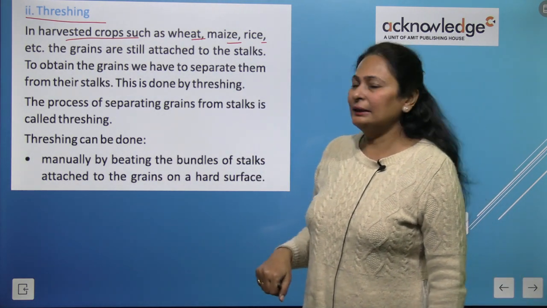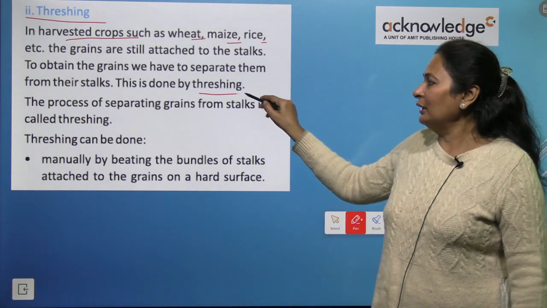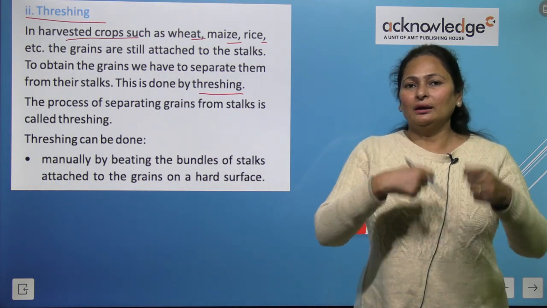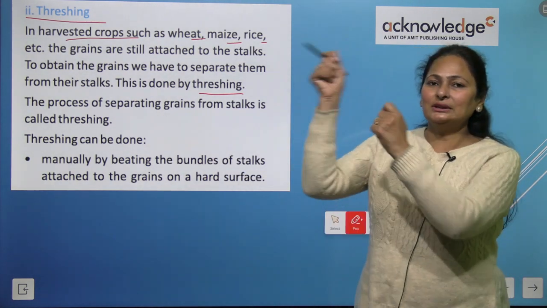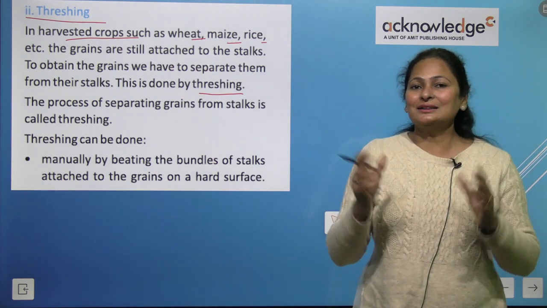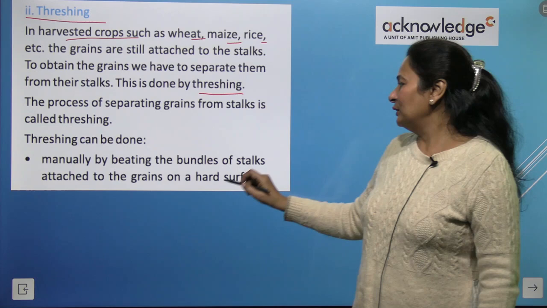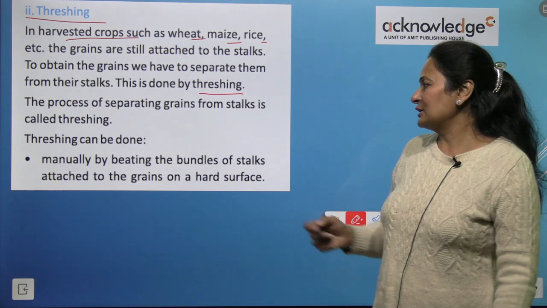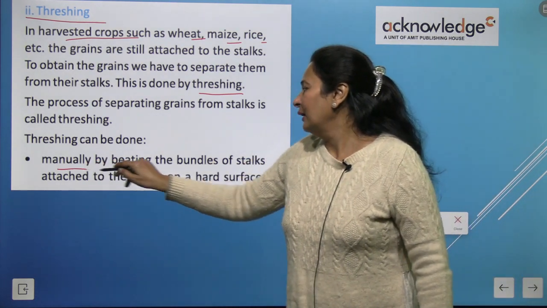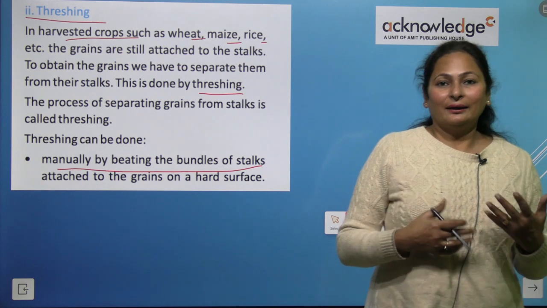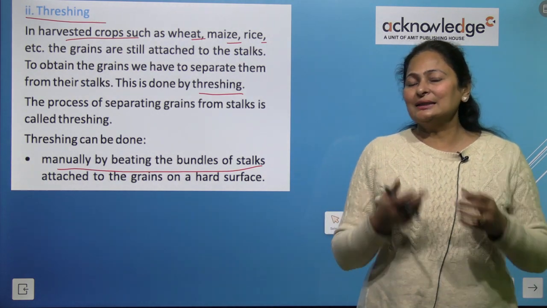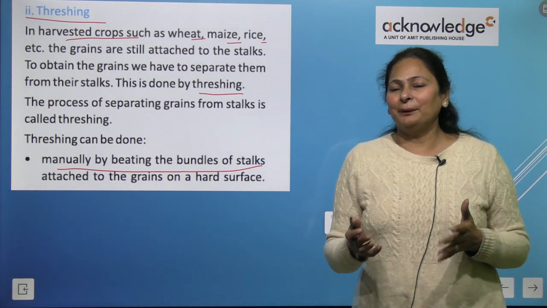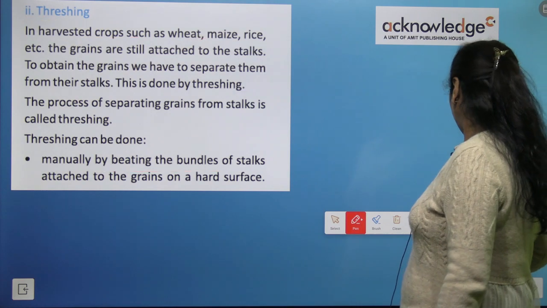We have to separate them from the stalk by threshing, and there is a bundle of stalks, kids. So we tie a bundle and then we throw it on some hard surface, right? And through this, the grains are separated from the stalks, right? Manually, by beating the bundles of stalk that are attached with the grains, the grains are being separated, right?